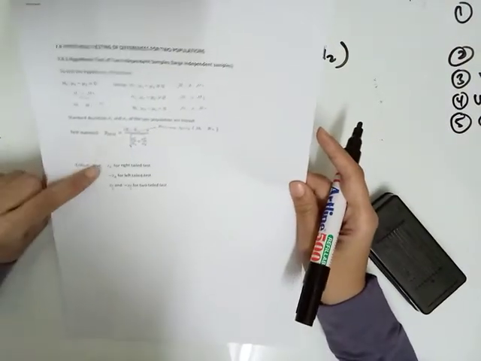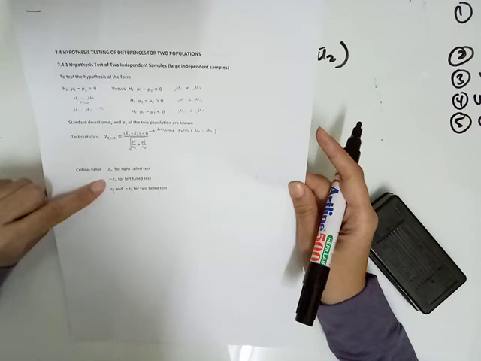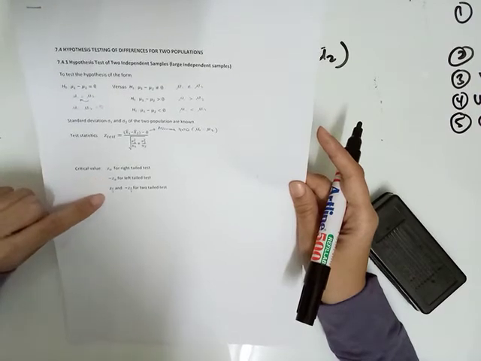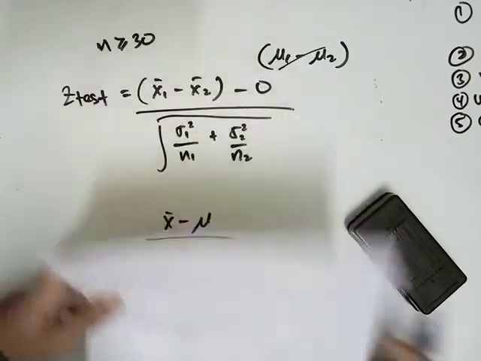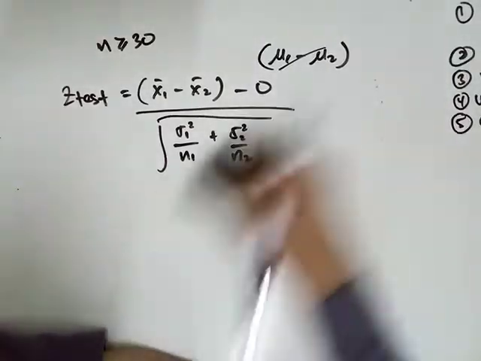And then the critical value. As usual, positive Z alpha for right tail, negative Z alpha for left tail, and positive and negative Z alpha over 2 for two-tail test.